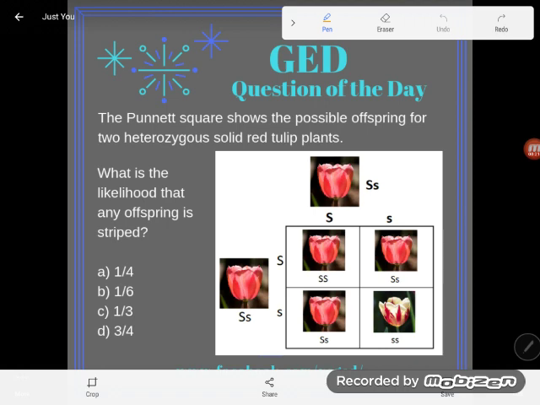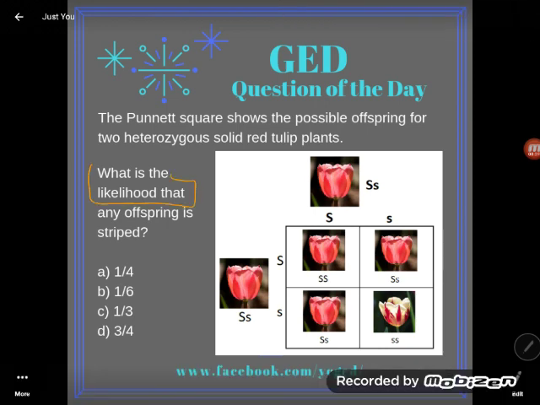So it says the Punnett square shows the possible offspring for two heterozygous solid red tulip plants. And maybe you're thinking, oh my gosh, I already don't understand a lot of the language here. Well, let's keep going. It says, what is the likelihood that any offspring is striped? So I'm looking for the likelihood. How likely is this to happen? This is a simple probability question.